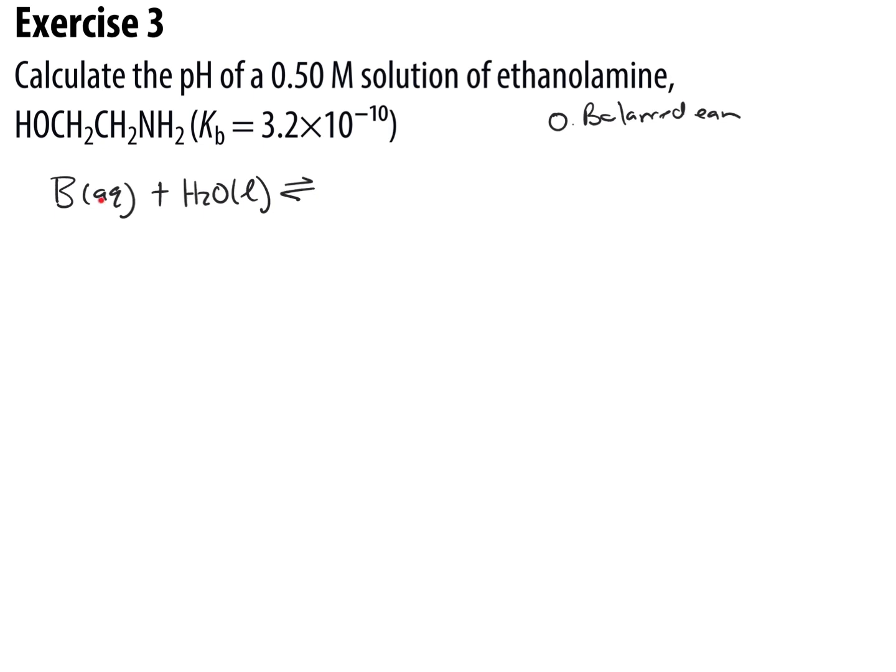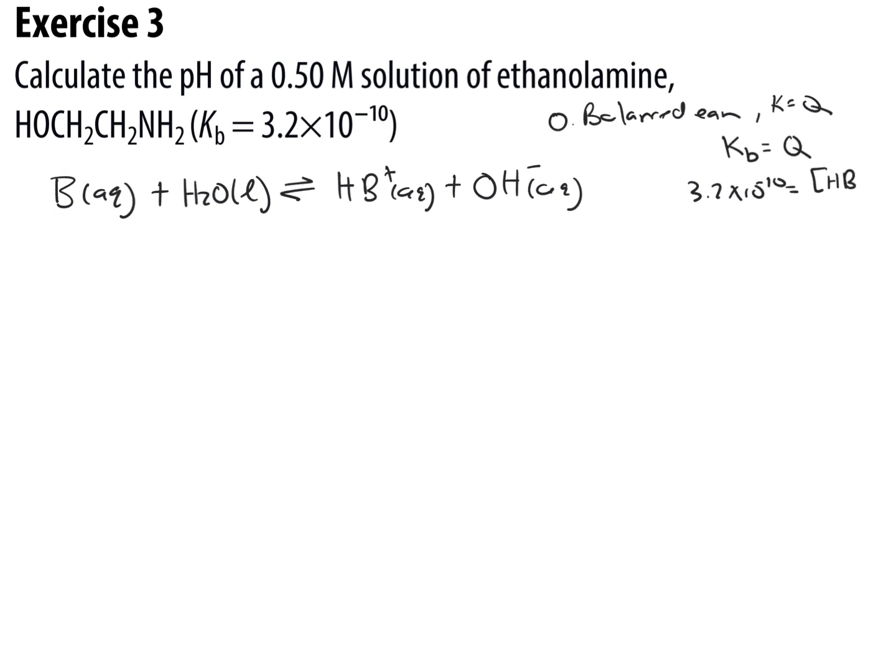And the base is going to accept a proton from the acid. So the products are the conjugate acid, and OH minus is the conjugate base of water. Acid lost a proton, base gained a proton. The same as the generic Kb reaction. K equals Q, we may as well write that. So since this is a base protonation reaction, its Kb is equal to Q, so that's 3.2 times 10 to the minus 10 is equal to HB plus times OH minus over B.